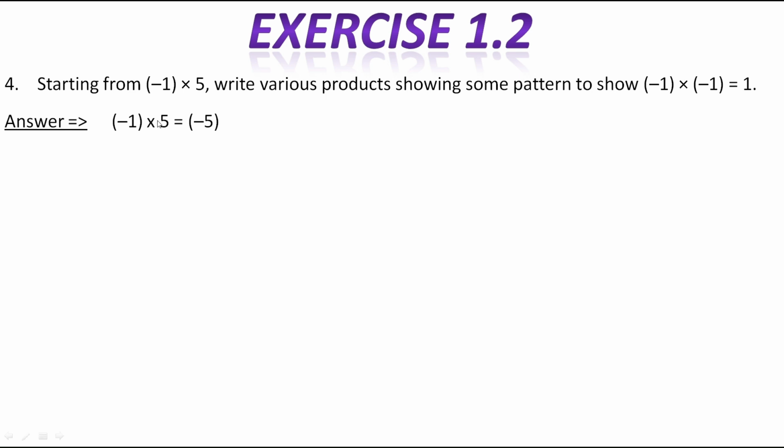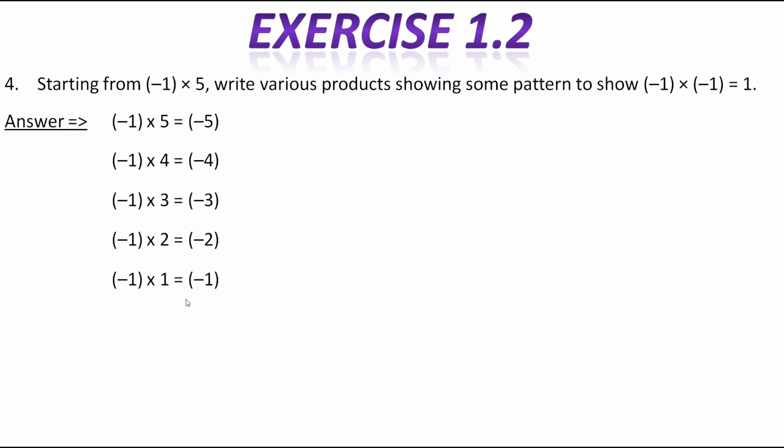Now what we have to do, we have to change this 5 to 4. So minus 1 into 4 gives us minus 4. Now minus 1 into 3 gives us minus 3. Now minus 1 into 2 gives us minus 2. Now minus 1 into 1 gives us minus 1. Now minus 1 into 0 gives us 0. Now minus 1 into minus 1 gives us 1, which we needed.